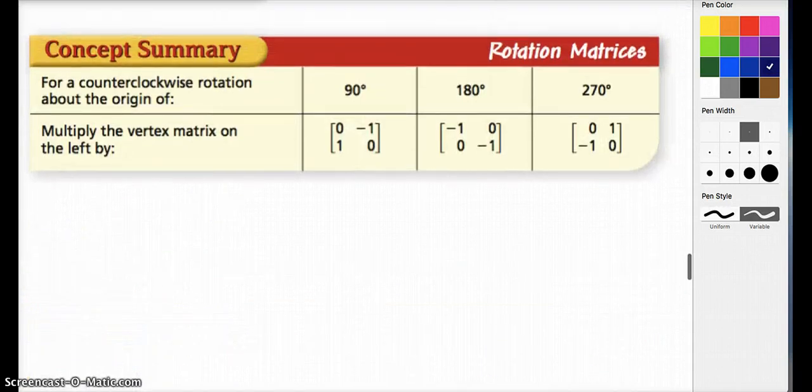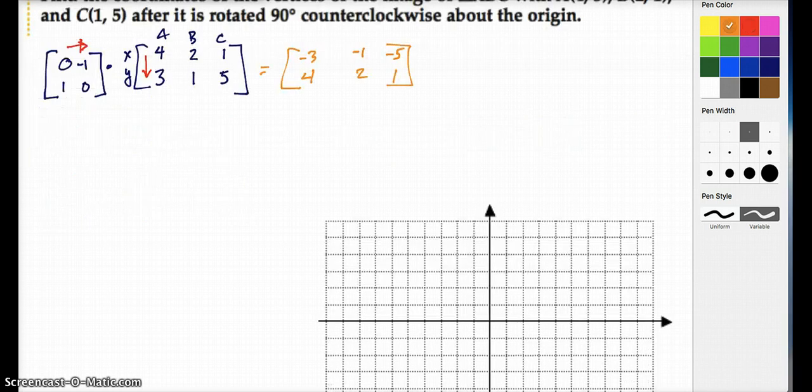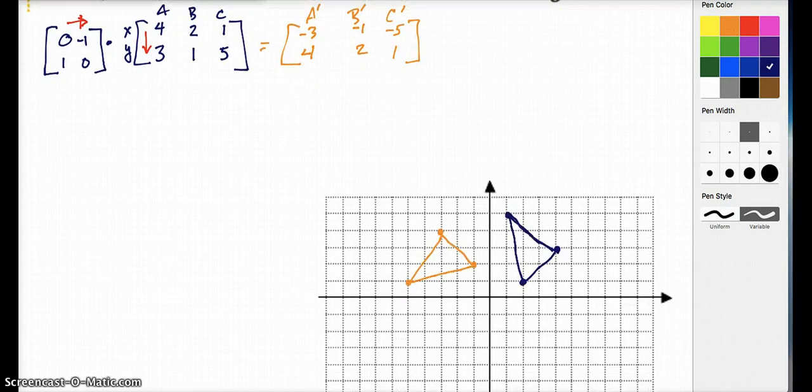And so now we're going to just multiply through like we know how to do, multiplying across, and then down. After multiplying, here's the resultant matrix, and that's going to be our matrix A prime, B prime, C prime. And now we're going to graph that. And here is the original pre-image, and then it's rotated this way. When we think about that rotation, we're thinking about it about the origin.